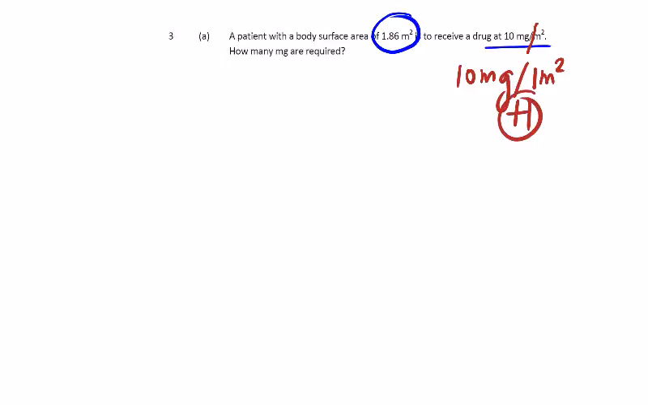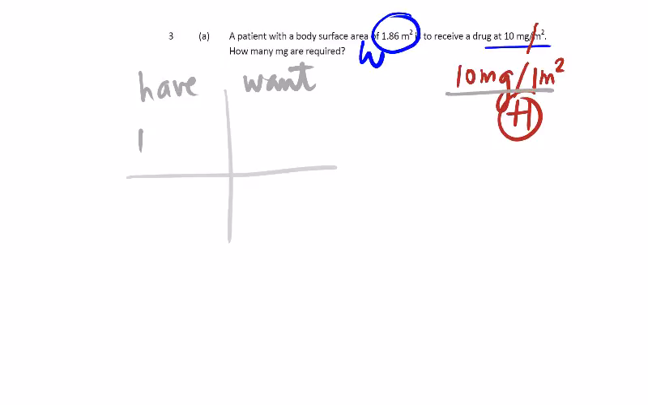That means this information here will be the want, the 1.86. So we start drawing our box and placing the elements that we know in. So first thing, the have, we use that 10 milligram per 1 meter squared. Then we need to now enter the 1.86 meter squared that needs to match with the meter squared, so it should be sitting here on the bottom. So then our question mark will be sitting on the top.